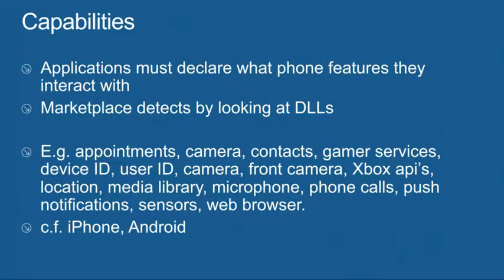Capabilities. This is pretty basic. It's a nice feature on the Windows Phone, which is that apps must publish which APIs, which phone functionality they're going to access, such as the camera or appointments. So interestingly, iPhone doesn't do this.